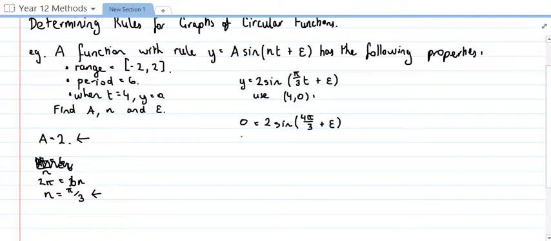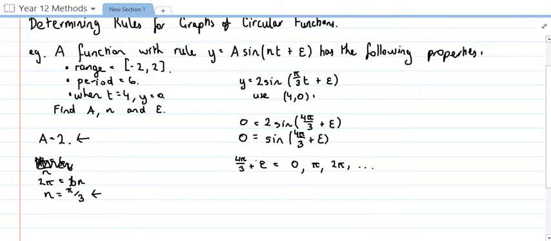We can divide both sides by 2, so we get 0 equals sine of 4 pi on 3 plus that symbol. And now we need to ask ourselves, where does sine equal 0? Going back to the unit circle, that's when the angle is 0 or pi or 2 pi or 3 pi, it could be any of those. So I'm going to say that the angle 4 pi on 3 plus, I'm just going to assume that's epsilon, is 0 or pi or 2 pi or so on.